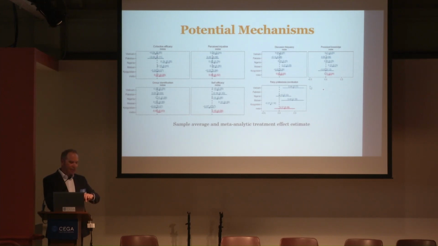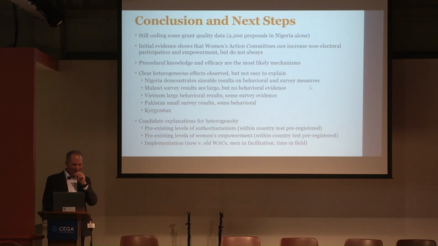All right, so I actually have a little bit of time so I can do some fun things, all right? So, okay, so we're still coding. There's so much grants data to code. We never thought we would have this much. There were 2,200 proposals in Nigeria alone, all on paper. So all of that's being coded, so we have a lot of work to do here.